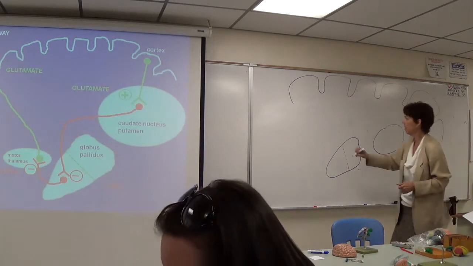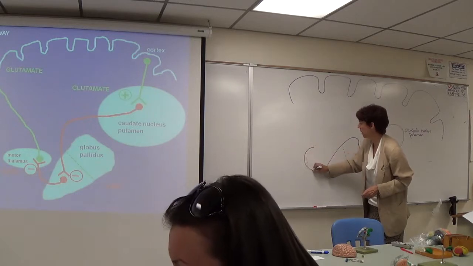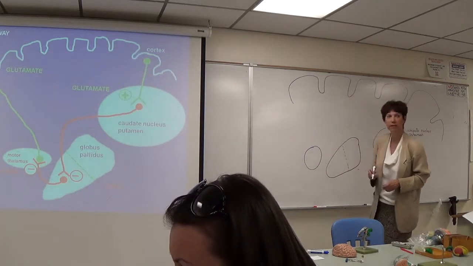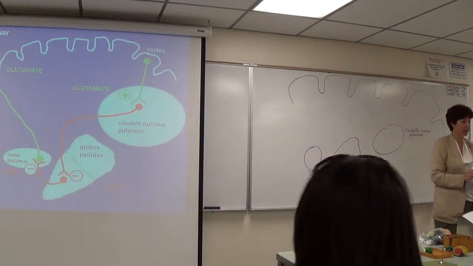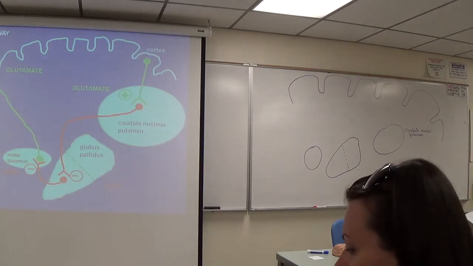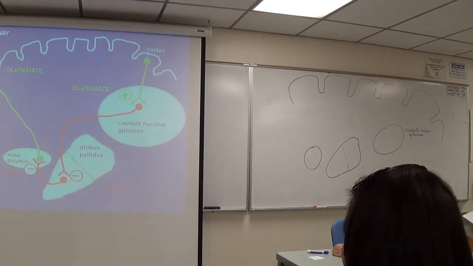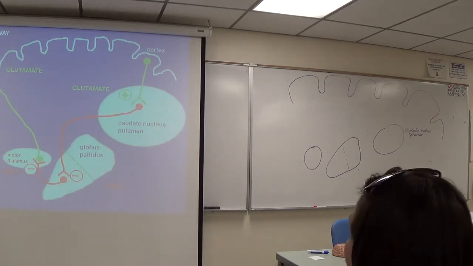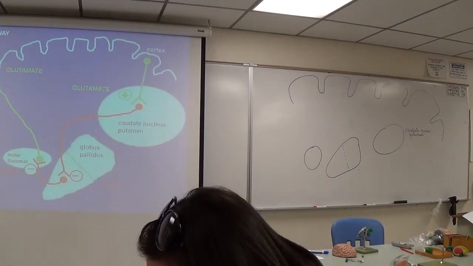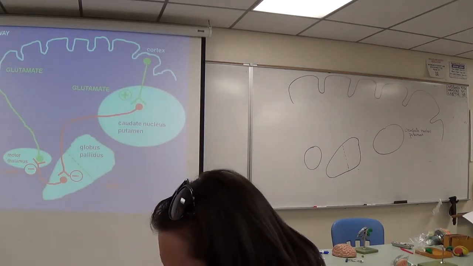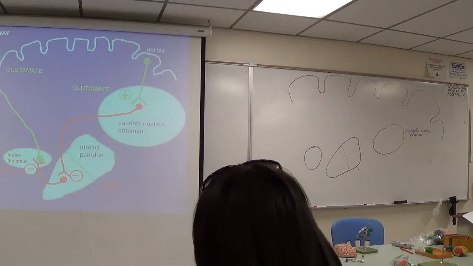And then part of the thalamus. Most of the thalamus is sensory in function, but a couple of the ventral nuclei, ventral motor, so a couple of the ventral nuclei are going to be motor in function. I'm going to add in the subthalamic nucleus in just a moment.